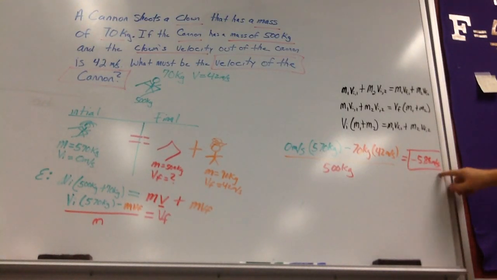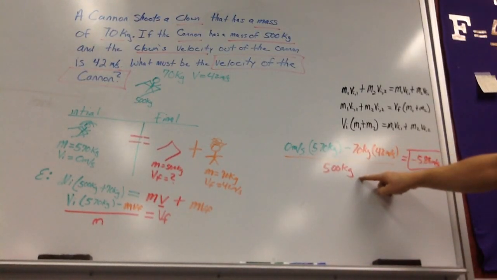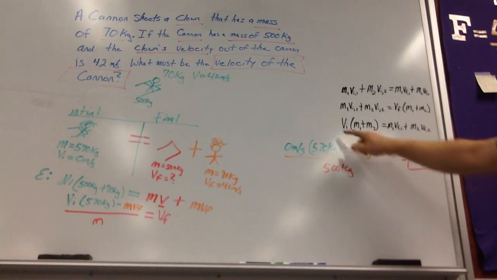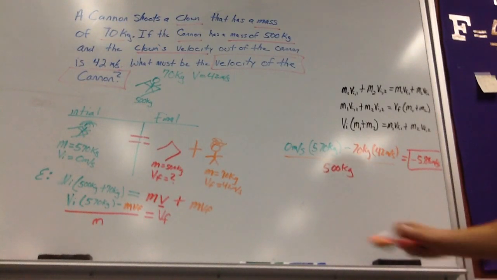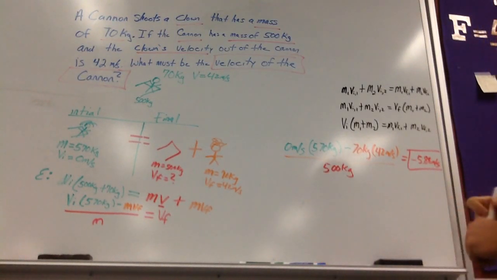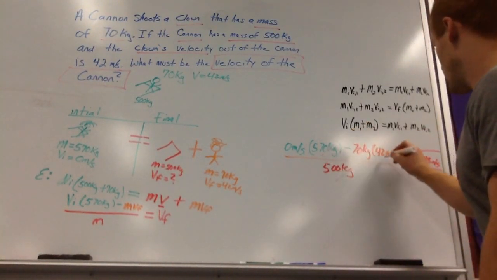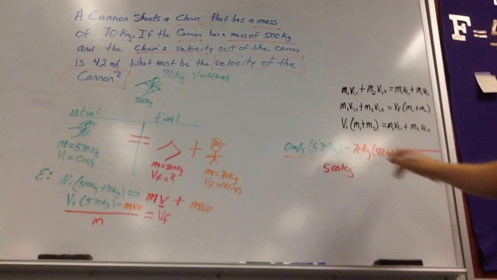Also notice the reason why we got meters per second here: kilogram is in every term, so we can cancel out our units, and we're left with meters per second minus meters per second, which when you add or subtract units, your units don't change. So if you cancel these out, we're left with just meters per second.